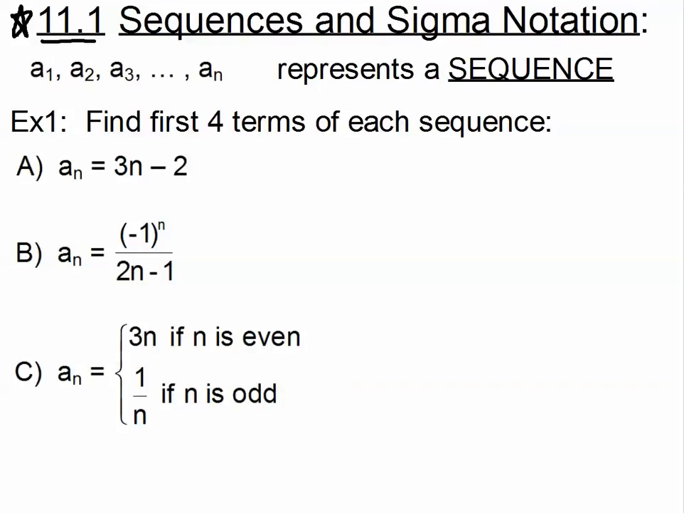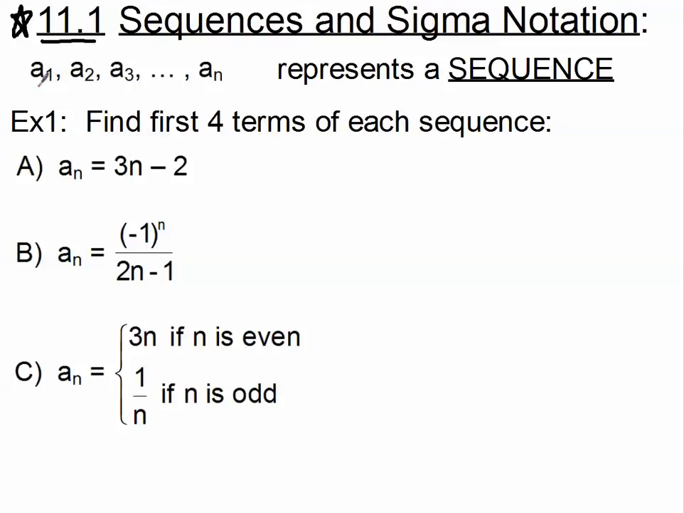So a sequence is simply a pattern of numbers separated by a comma, and each term in our sequence has a specific name. For example, a sub 1 represents the first term, and a sub 2 is the second term, and so on and so forth. A sub n represents the last of n terms. So n is always going to be the number of terms that you have.